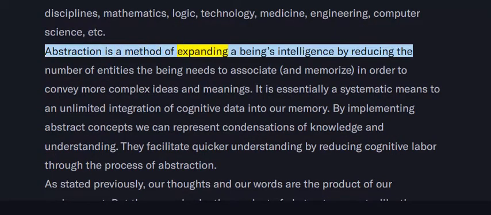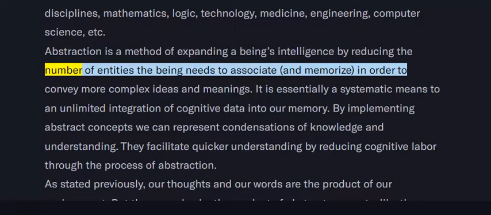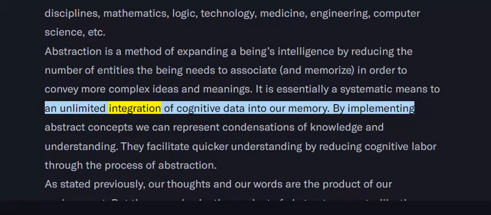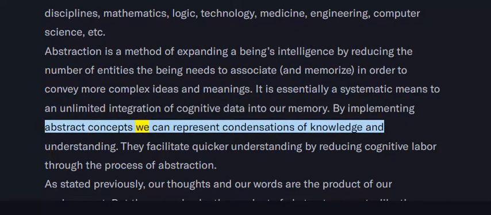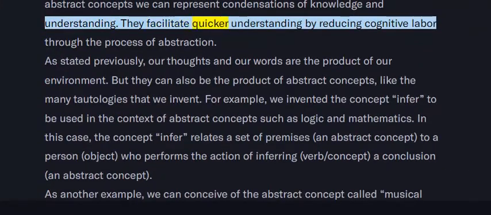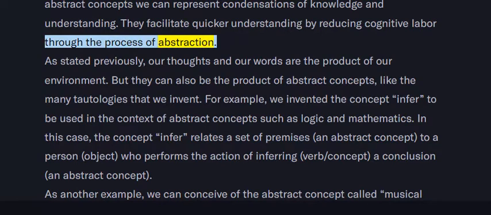Abstraction is a method of expanding a being's intelligence by reducing the number of entities the being needs to associate and memorize in order to convey more complex ideas and meanings. It is essentially a systematic means to an unlimited integration of cognitive data into our memory. By implementing abstract concepts, we can represent condensations of knowledge and understanding. They facilitate quicker understanding by reducing cognitive labor through the process of abstraction.